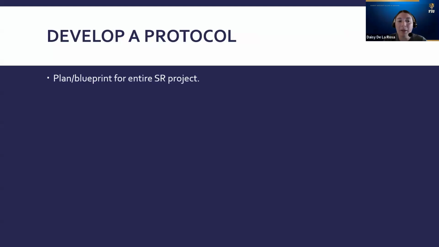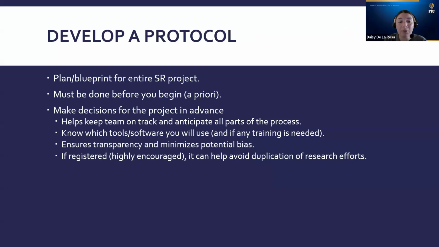So developing the protocol, right? Again, this is your plan or blueprint for the systematic review project. It must be done before you begin the actual project itself, and it helps you make the decisions for the project in advance. It helps keep the team on track, know which tools and software you will use, if any, and whether any training is needed by anybody on the team. This ensures transparency and minimizes potential bias. And if you register it, which is highly encouraged, it can help avoid duplication of research efforts. So again, we have that handout I showed earlier that has different resources to help you develop a protocol.